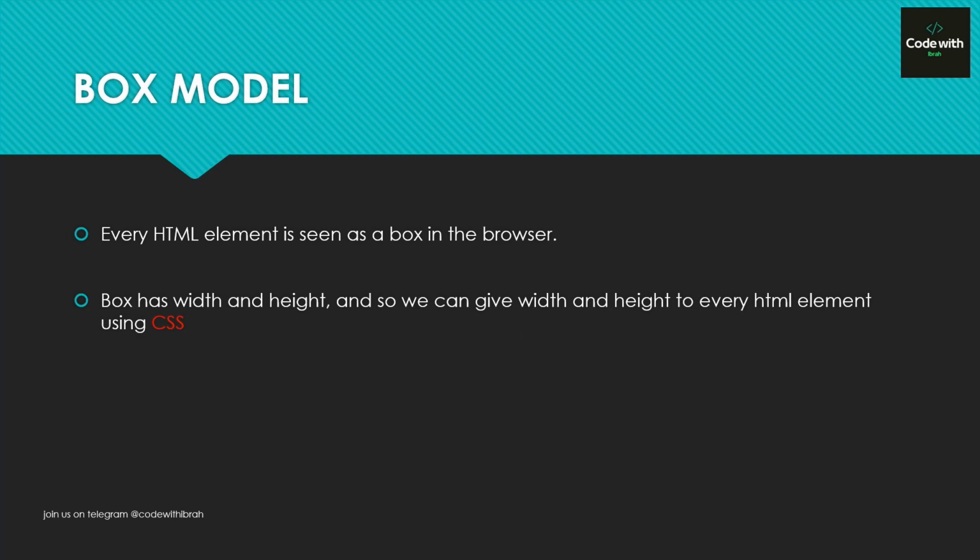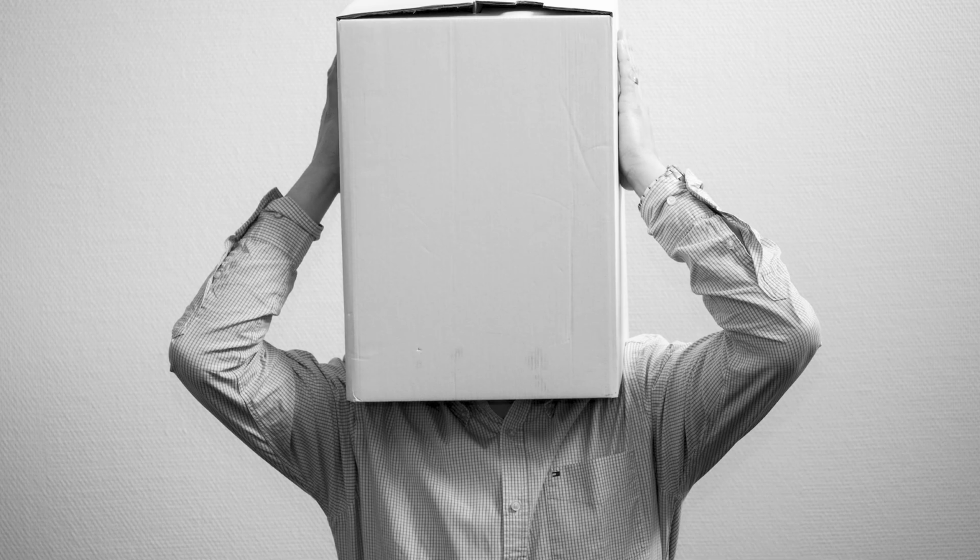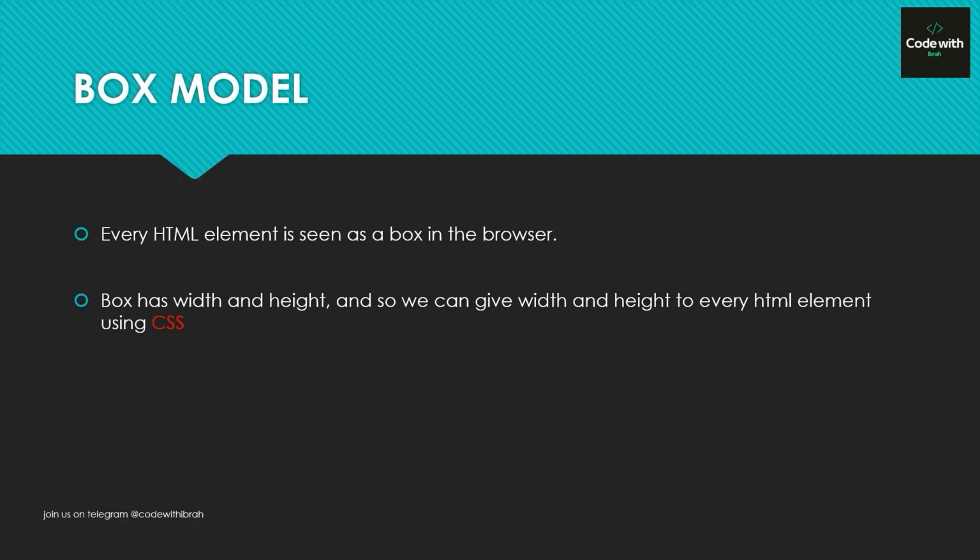I also want you to understand something small about CSS. In HTML, every element is seen as a box. Okay, every element is seen as a box. So a box has a width and a height, and so we can also give width and height to every HTML element using CSS, be it an image, a span tag, a link, whatever it is. It can still be given the width and the height property.